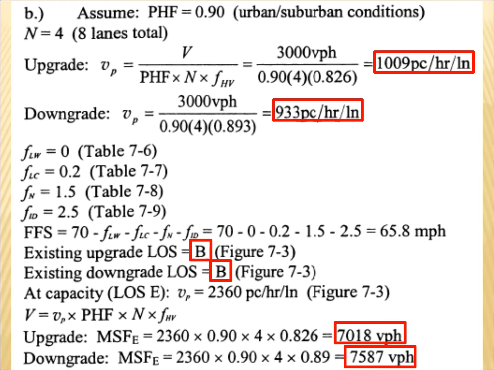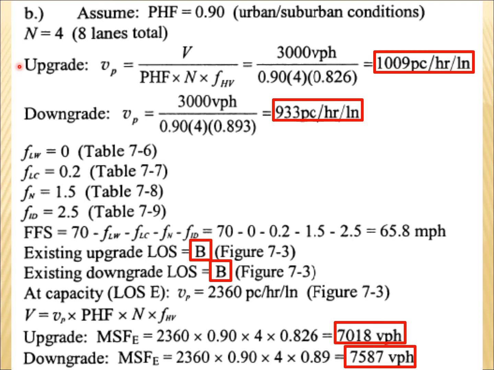Now for part B, assume peak hour factor equal to 0.9, that is meant for urban or suburban conditions, and the number of lanes on one side is 4 and the total lanes are 8. So upgrade.